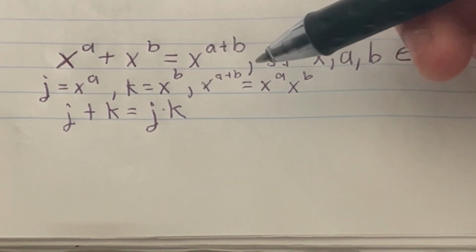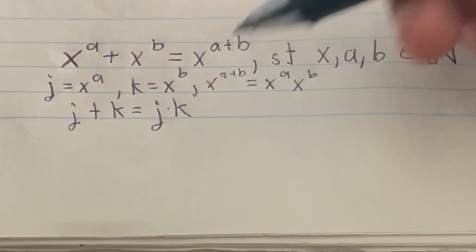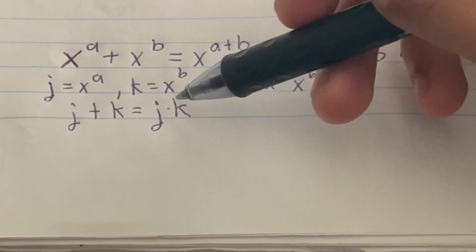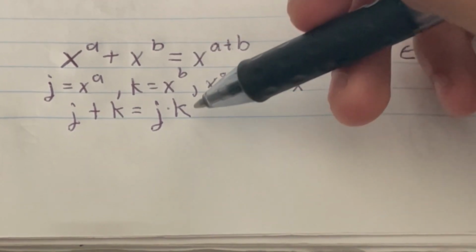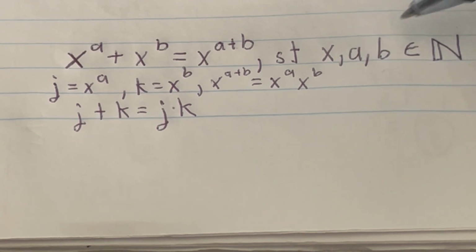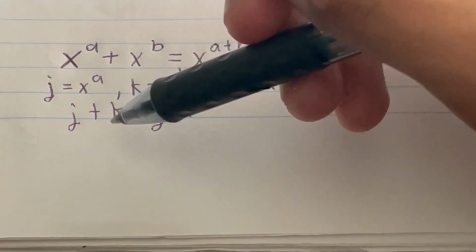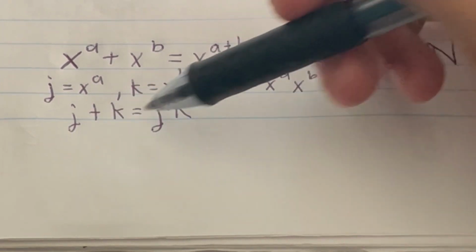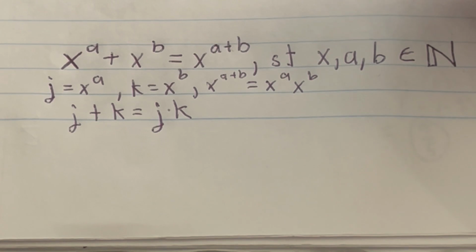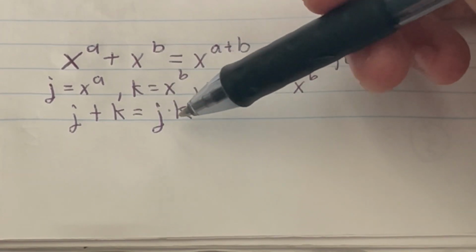So how do we solve this now? Well, keep in mind, this is only one equation and we have two variables. Normally, we would just say that this would have an infinite number of solutions. However, x, a, and b are natural numbers. We're restricting ourselves to natural numbers, which now means that this has a finite number of solutions, not an infinite number of solutions. So we have to solve this in a way that gives us those solutions.